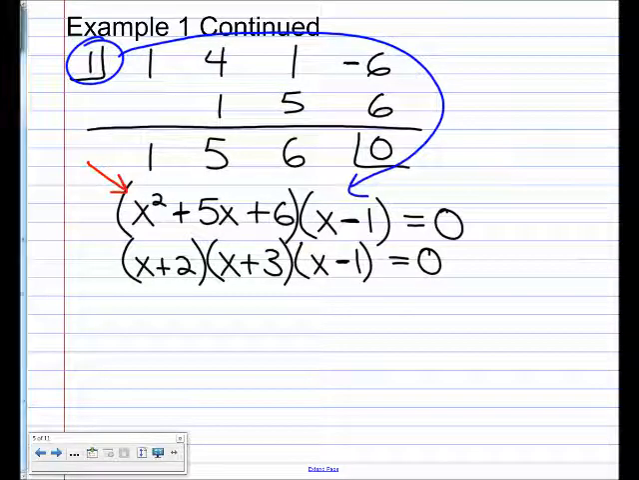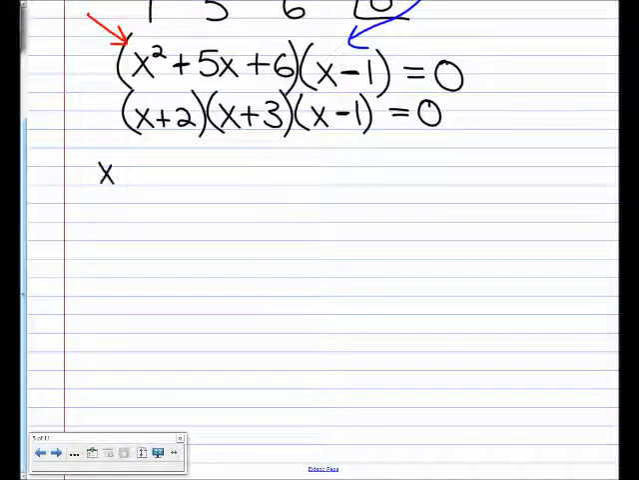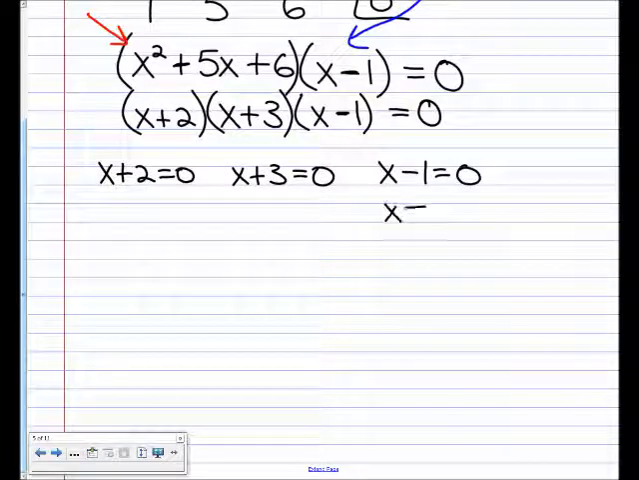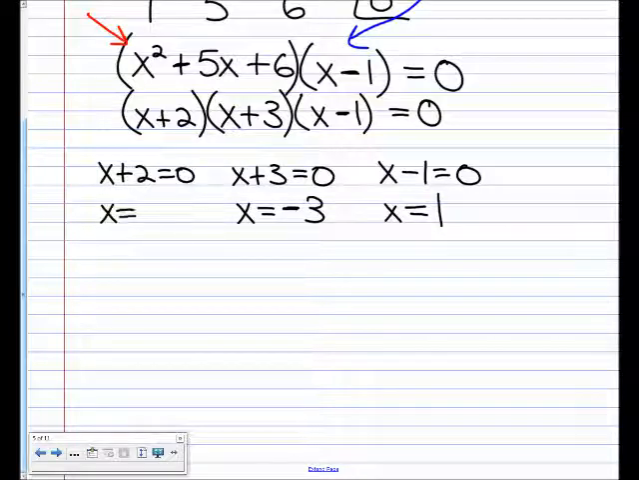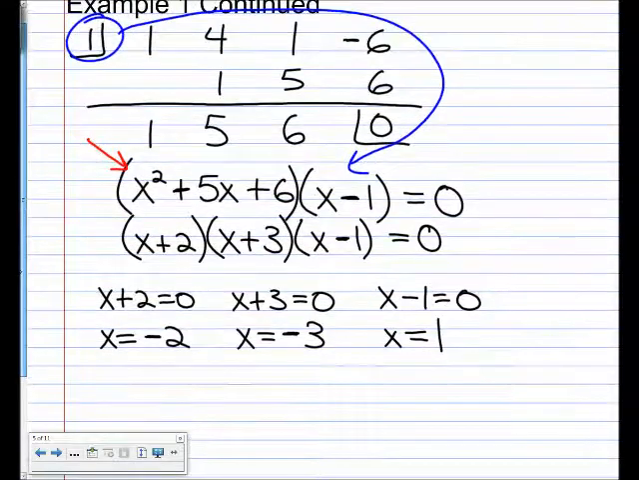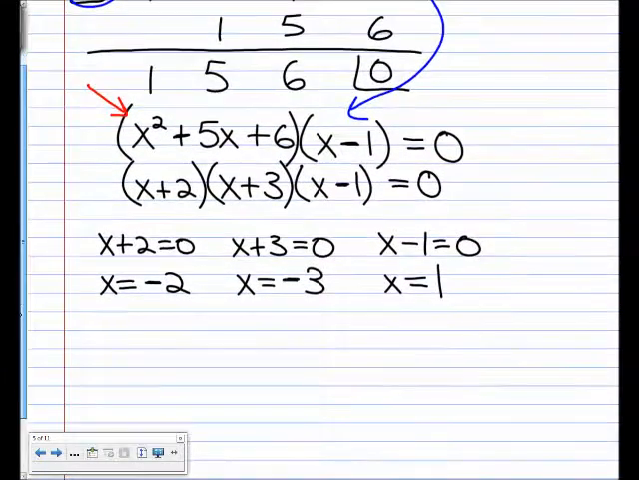So to finish this, I'm going to set each of them equal to 0. So x plus 2 equals 0, x plus 3 equals 0, and x minus 1 equals 0. So the numbers that make those 0 are my roots. And when we graph them, these numbers are going to be the x-intercepts. So again, at this point, before Thanksgiving, this is as far as we went. All we did was we found the roots.